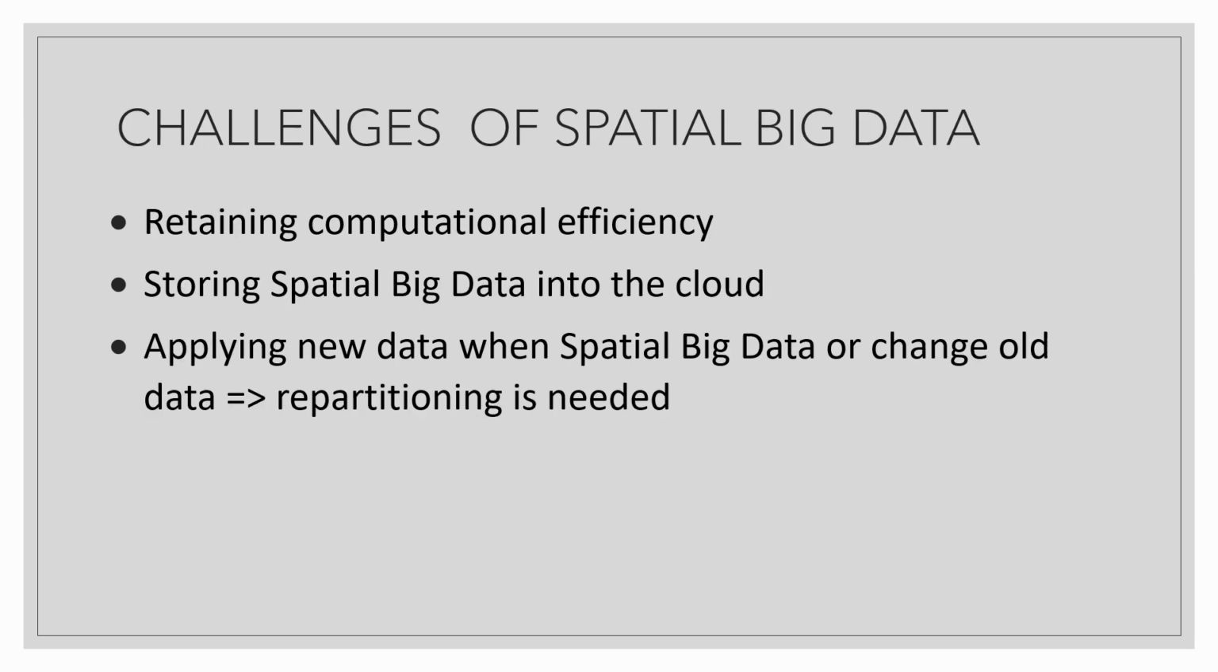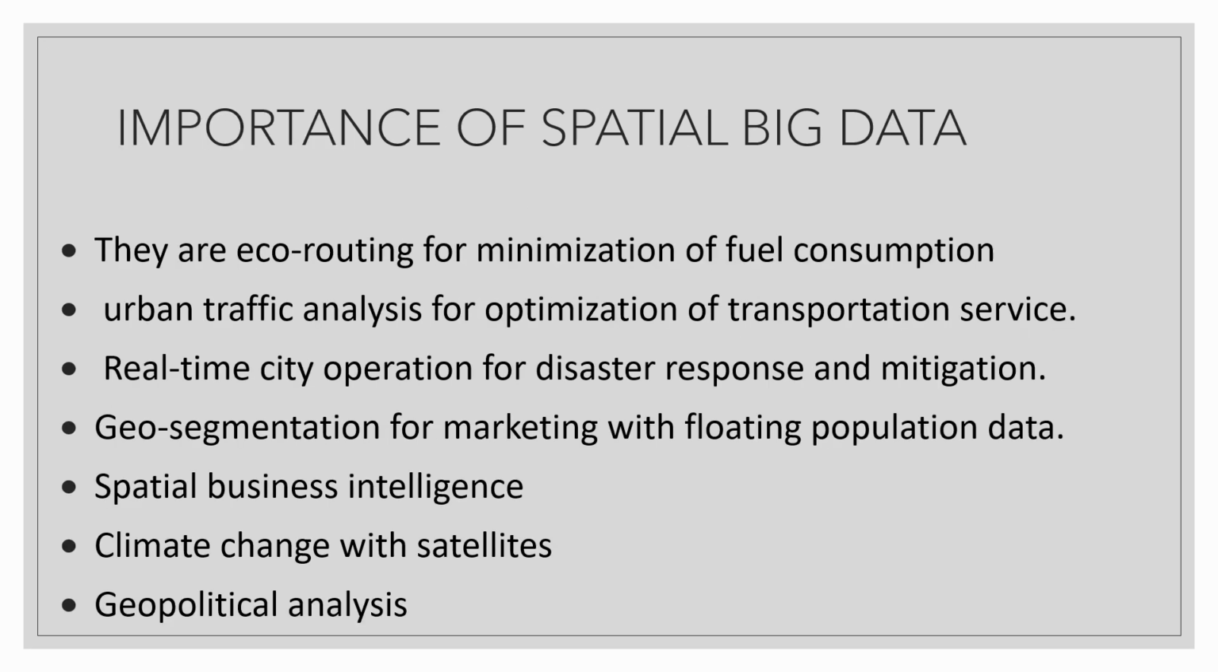Now you are looking at a list of application fields. They are eco-routing for minimization of fuel consumption, urban traffic analysis for optimization of transportation service, real-time city operation for disaster response and mitigation, geosegmentation for marketing with floating population data. Other examples are spatial business intelligence and geopolitical analysis with geotagged SNS data. They are good examples. For natural science, climate change study with satellite image analysis will be a good example of spatial big data. Another example I have is the healthcare application.